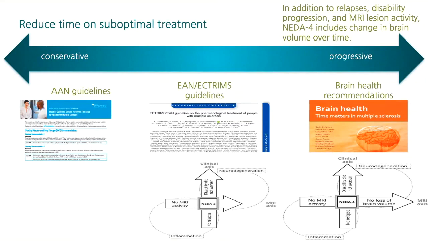Just shortly recapitulating the NEDA criteria, a treatment is assessed to be working well if there is no evidence of disease activity. In NEDA-3, this means there is no evidence of disease activity according to 3 axes. There are no relapses, there is no increase of EDSS, and there is no MRI activity, in the sense that there are no new flare lesions or T2 lesions. And in NEDA-4, there is also a normal brain atrophy as an additional criterion to define that the patient is on the right treatment.